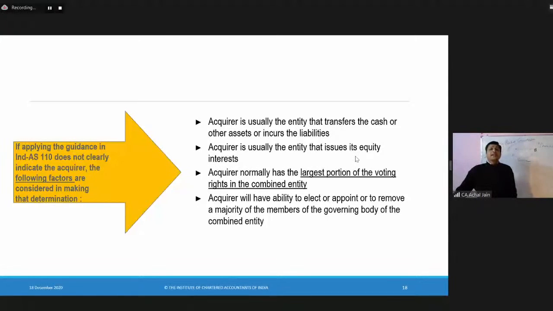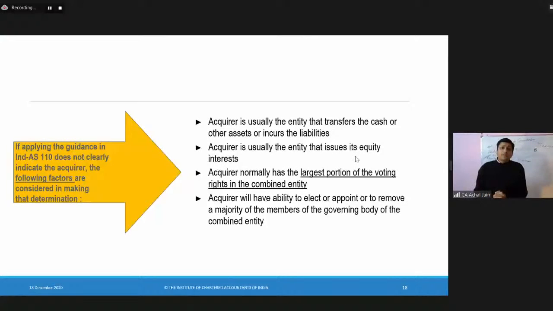Acquirer is usually the entity that issues its equity instruments. Acquirer normally has the largest proportion of voting rights, because only with that will the acquirer get control. Yes or no? Acquirer will have the ability to elect or appoint or remove the majority of the members of the governing body of the combined entity. That is again something you get to see in the case of the acquirer. Yes or no?